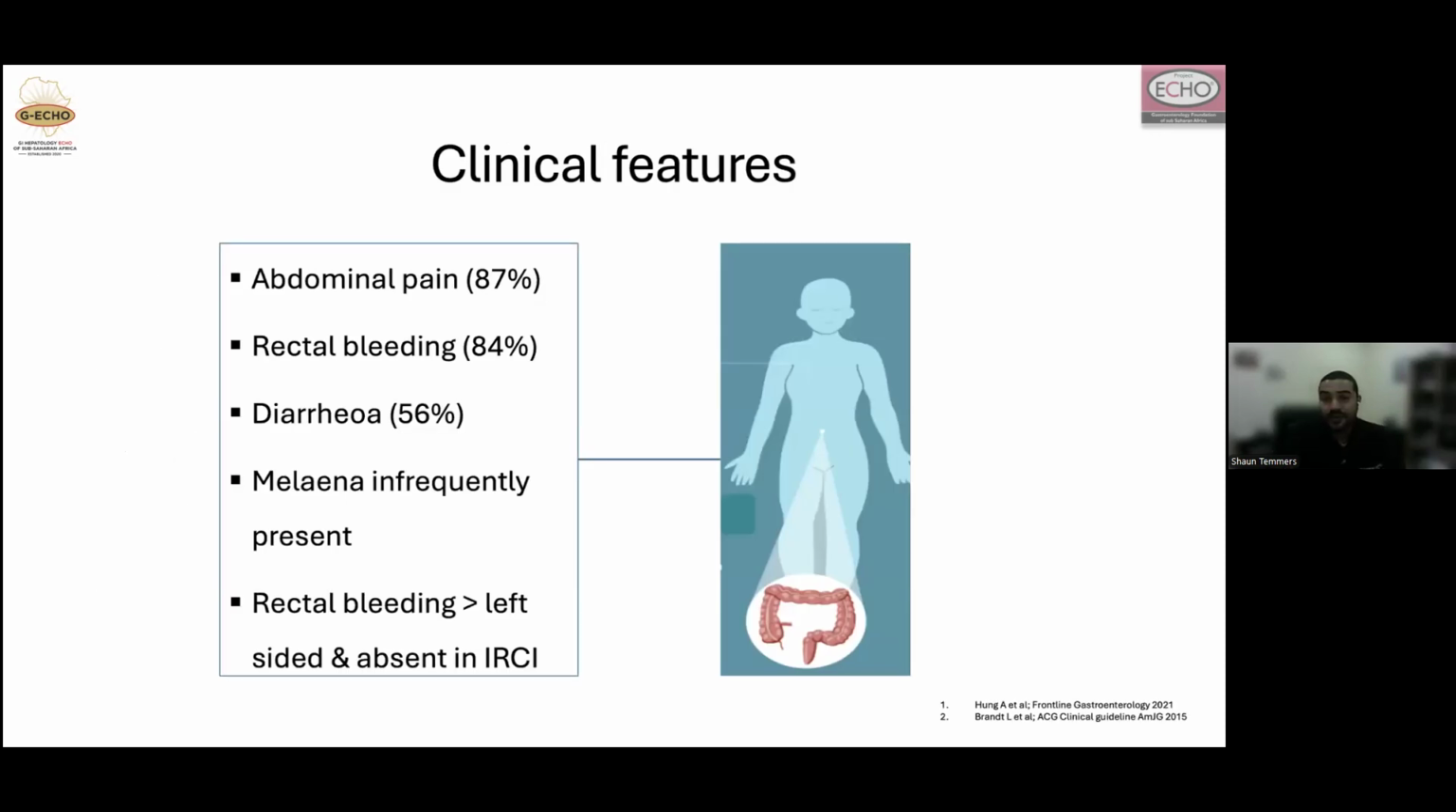Clinical features that they present with: by far the commonest is abdominal pain. It can be pain anywhere within the abdomen. Rectal bleeding is reported, especially if the disease is limited to the left side, and then diarrhea can ensue in these patients.